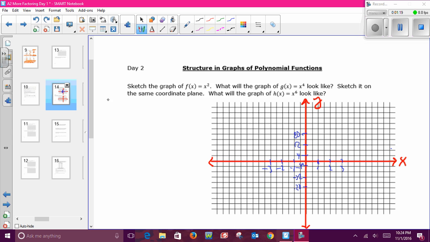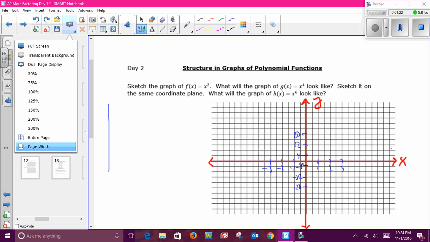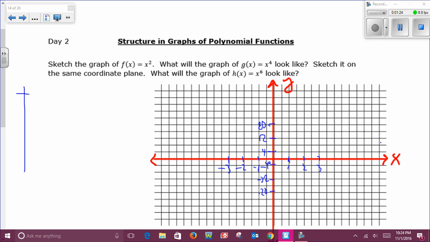So if I'm going to graph the f of x here, the x values are negative 2, negative 1, 0, 1, and 2. If I put in negative 2 and I square it, I will get 4. If I put in a negative 1 and I square it, I get 1. If I put in 0 and I square it, I get 0. 1 and 2 becomes 4.